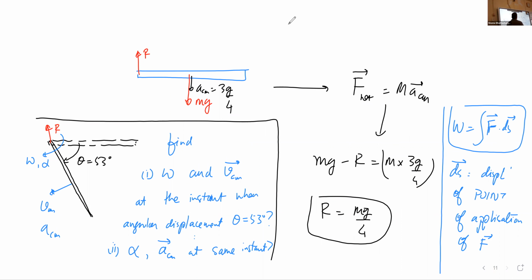Okay, so now let's come to the application of work energy. The center of mass is moving from here to now here. So how much is the displacement of the center of mass vertically? This will be theta, no? So it will be L by 2 sine 53, correct? Let's just check it out.